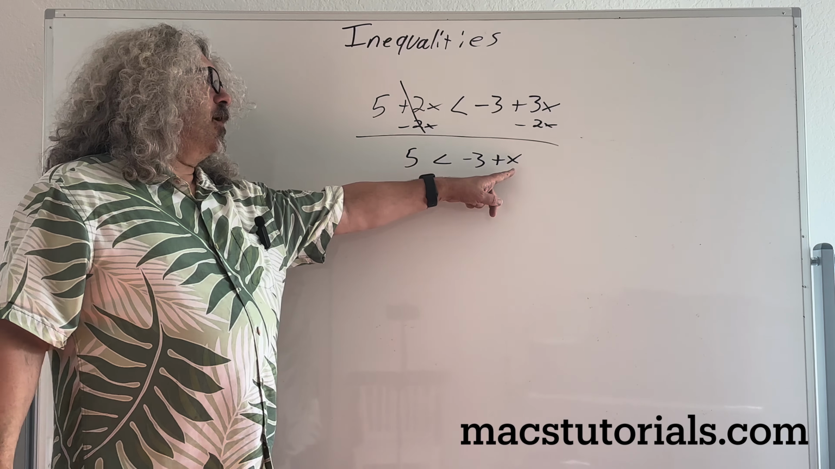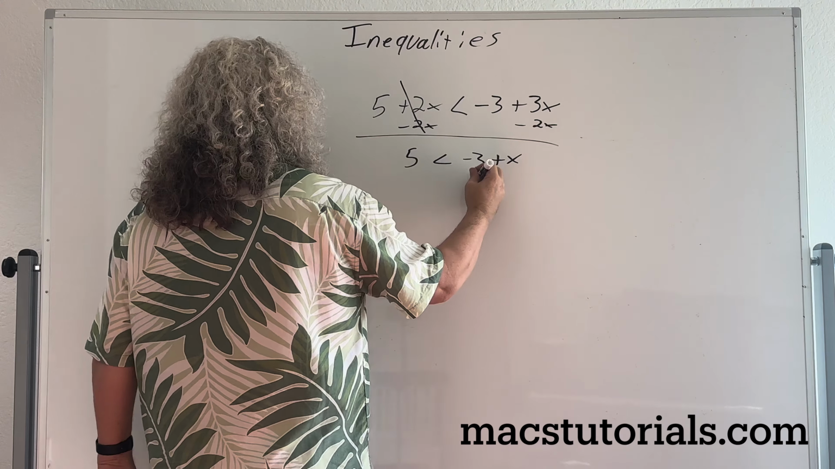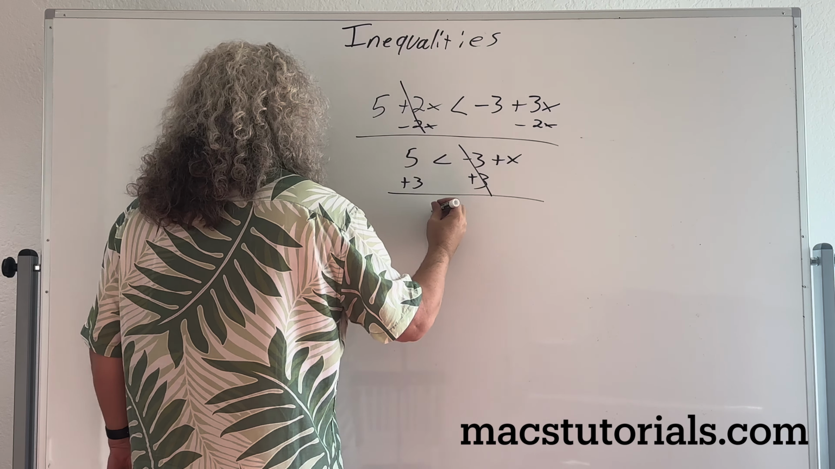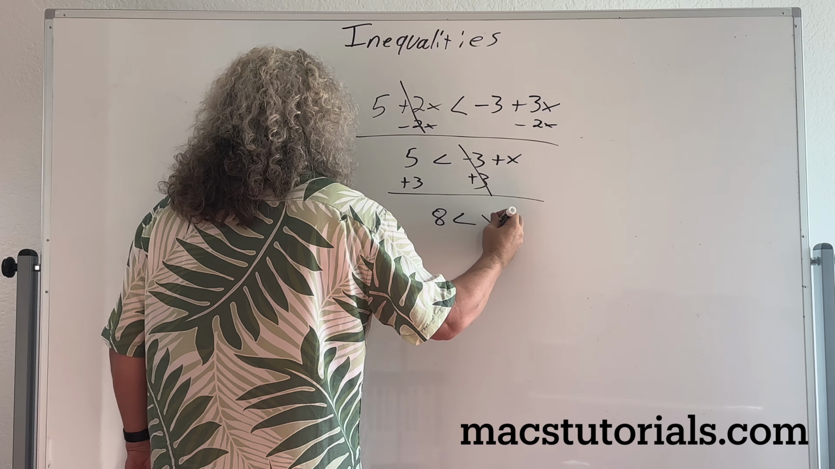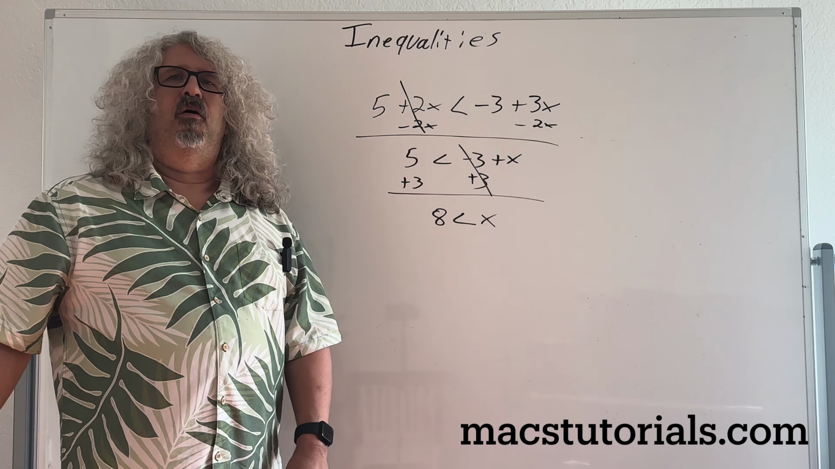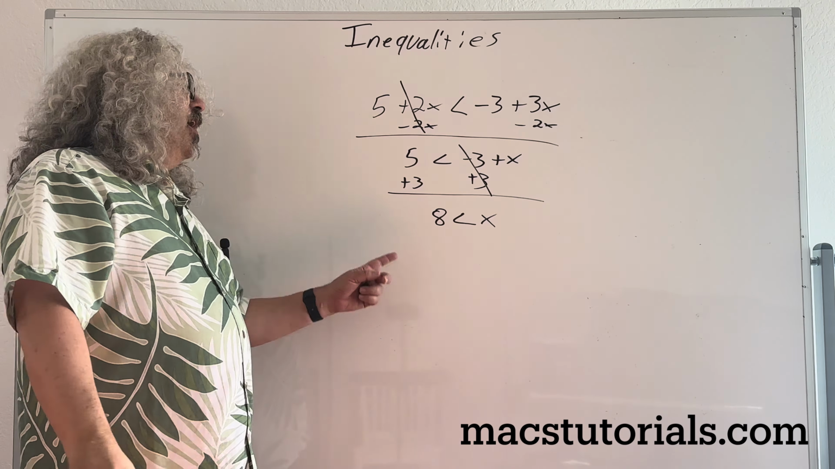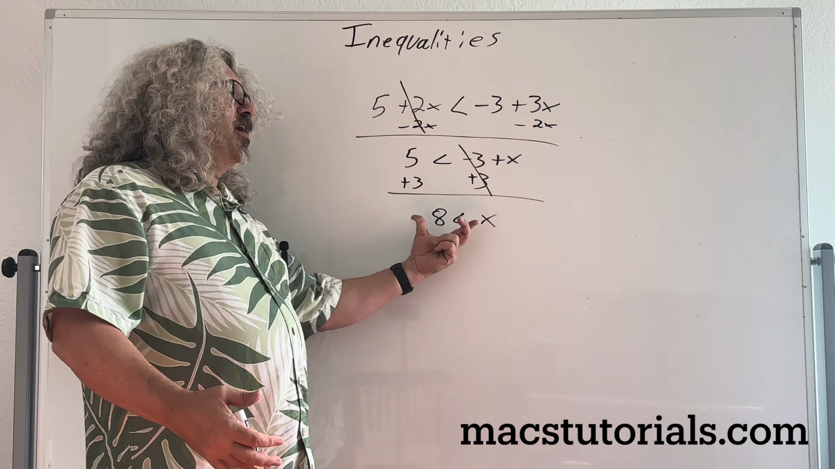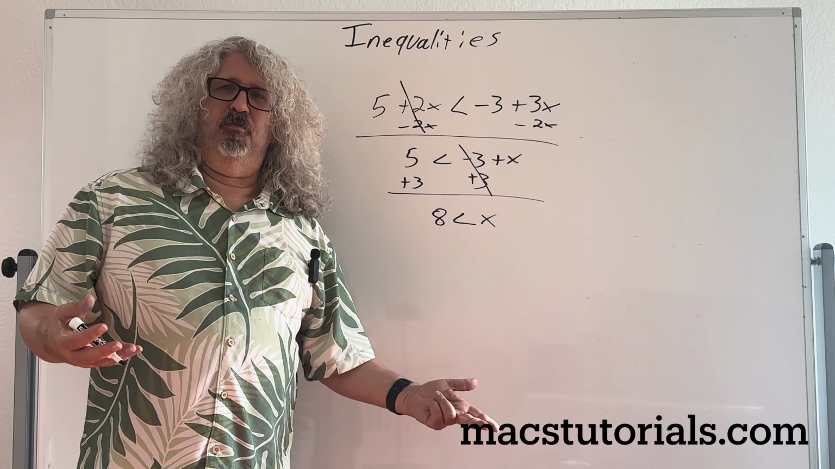Now I want to get x by itself, so I'm going to add the 3 to both sides, and this is all stuff that we did in the previous unit. Okay, we've done this before. We should feel really good about that, and that's my answer. Now, how do we say this? 8 is less than x. Fine, but when we see the x on the right, we usually have trouble graphing that.